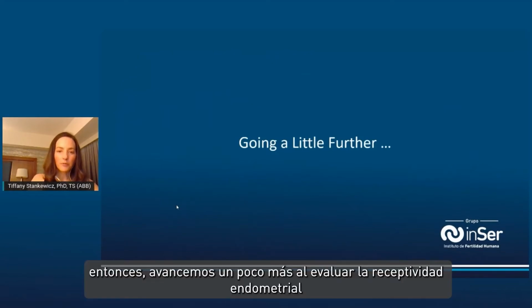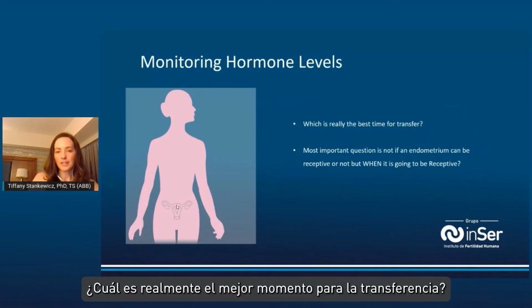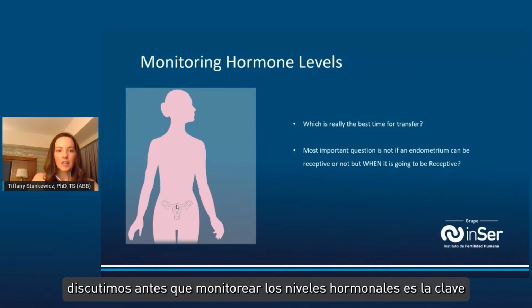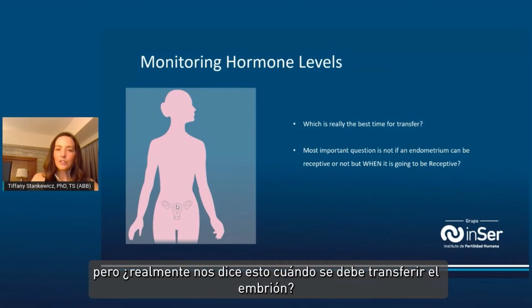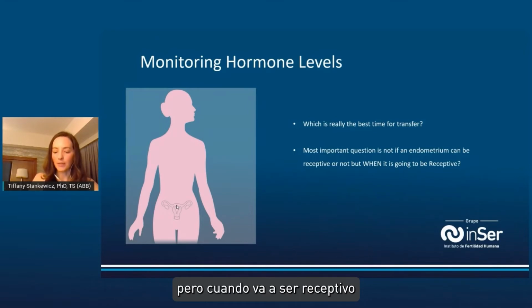So let's go a little bit further when assessing endometrial receptivity. Which is really the best time for transfer? We discussed before monitoring hormone levels is the key, but does this truly tell us when the embryo should be transferred? The most important question here is not if an endometrium can be receptive or not, but when is it going to be receptive?